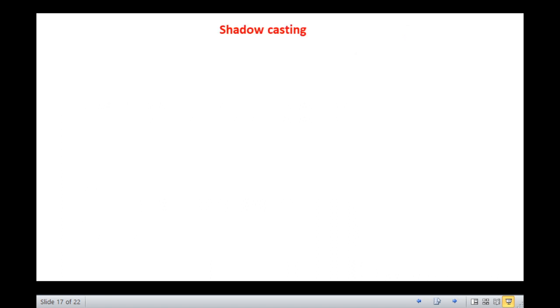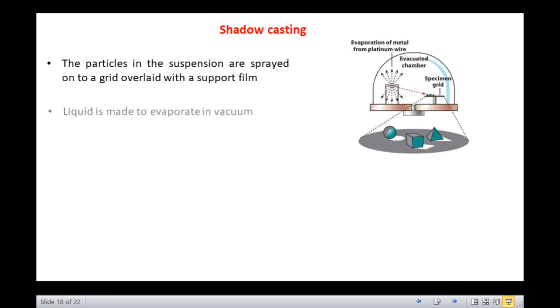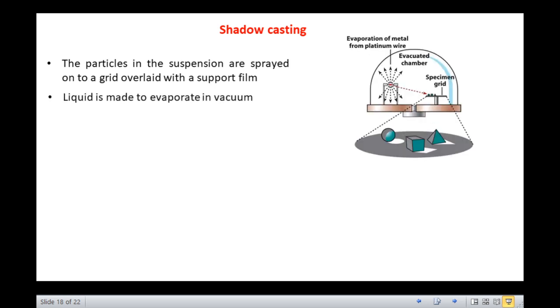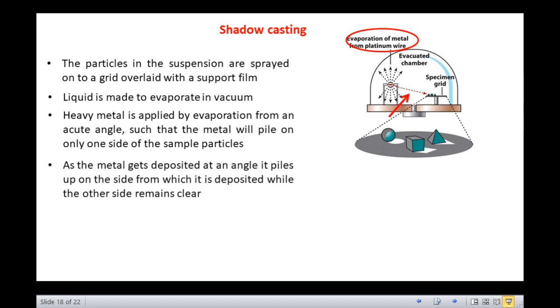The next method is shadow casting. In this method, the particles in the suspension are sprayed onto a grid overlaid with a support film. The liquid is made to evaporate in vacuum. The heavy metal is applied by evaporation from an acute angle such that the metal will pile on only one side of the sample particles. As the metal gets deposited at an angle, it piles up on the side from which it is deposited while the other side remains clear.